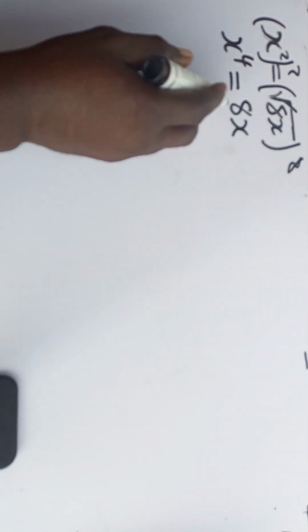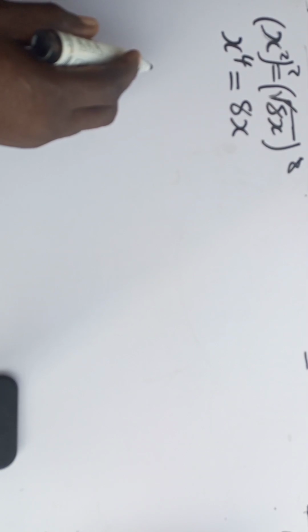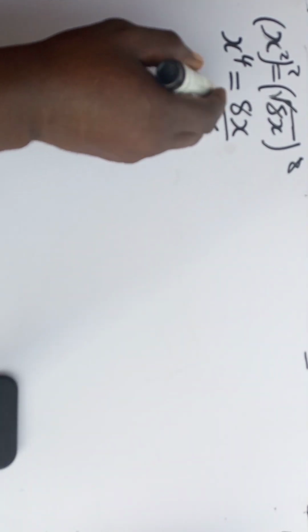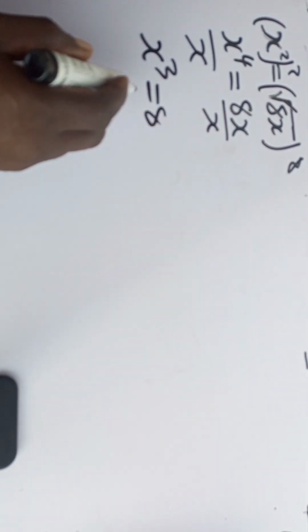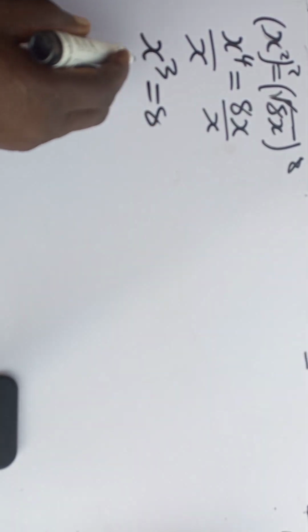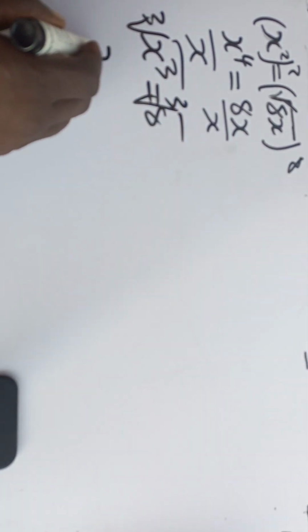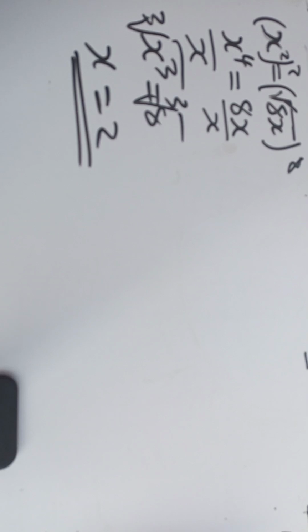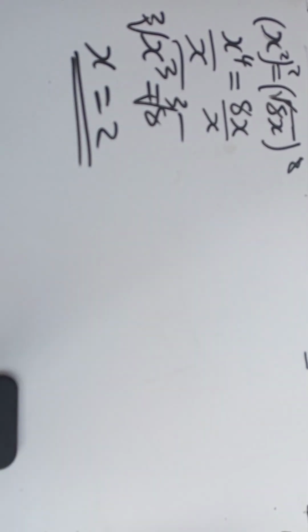To solve for the values of x, we see clearly that it is a polynomial of degree 4, and so we expect to have 4 solutions. We should avoid the error of getting to this point and dividing both sides by x. If we do that, we obtain x cubed is equal to 8, and taking the cube root of both sides, we obtain x is equal to 2. So we end up having just one solution instead of 4 solutions. We are supposed to have 4 solutions.